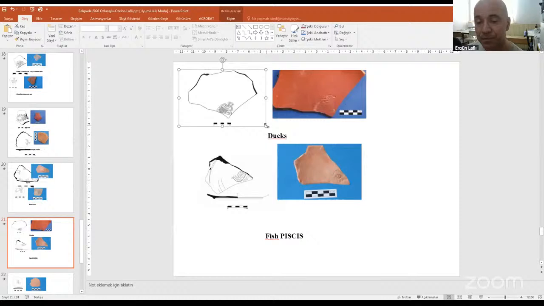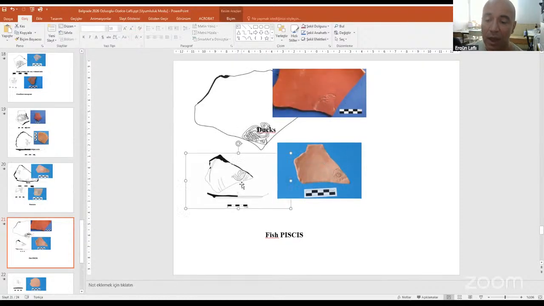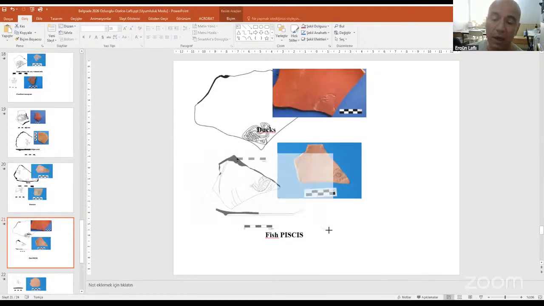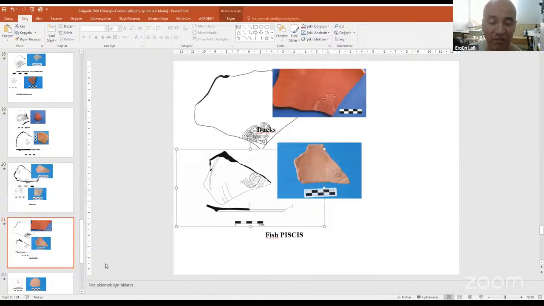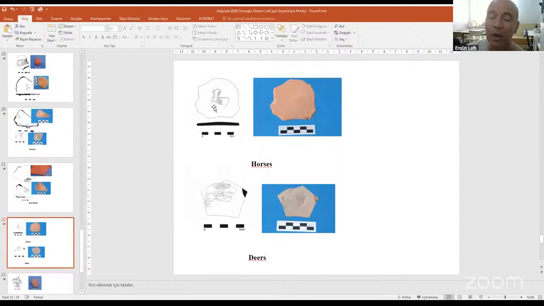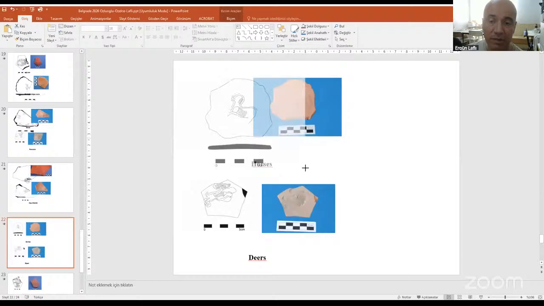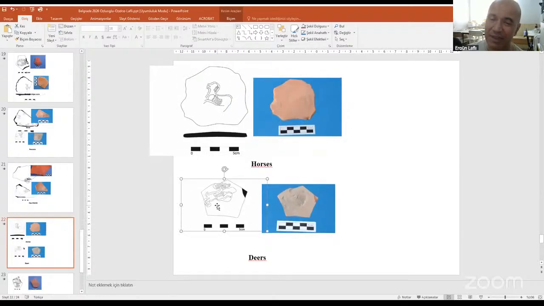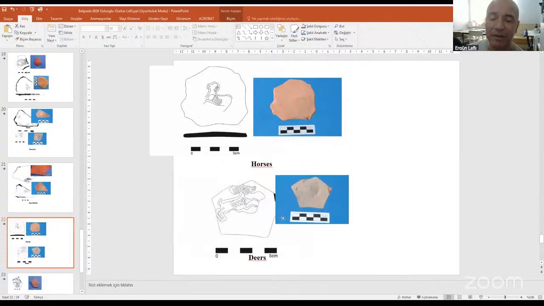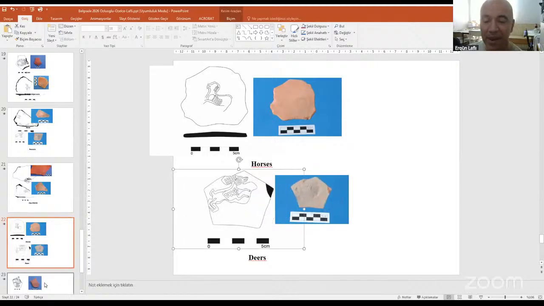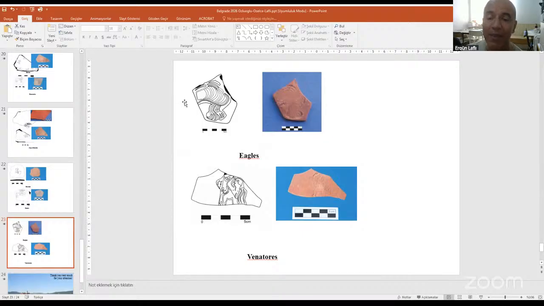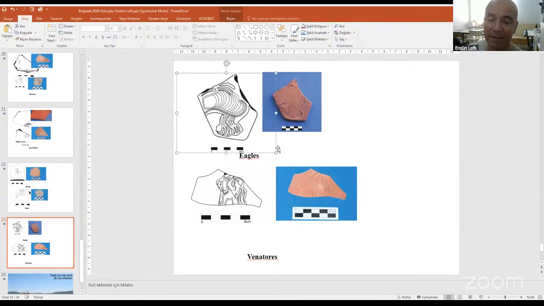Then ducks, some ducks, and of course pisces, Latin pisces, in English is fish, lots of fishes, and horses, of course, lots of lovely horses, not very naturalistic, a little bit abstract. Then we have deer, again sometimes in pairs, but sometimes alone. Then we have eagles, aquila in Latin. Then we have venatores. So these are the things that we have mostly in our stamp decoration.